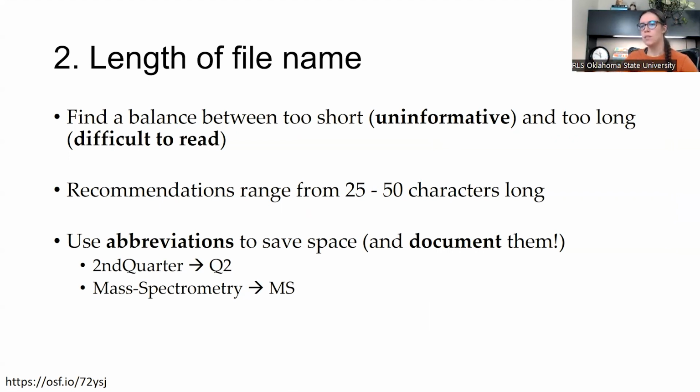Something you can do to help cut down on this is to use abbreviations or codes to save space. For instance, if you're working with financial data, you've got a second quarter report, instead of writing second quarter, you might choose to abbreviate that as Q2. Or if you're working on a bunch of chemical experiments and you're doing some mass spectrometry, instead of typing out mass spectrometry, you choose to abbreviate that as MS.